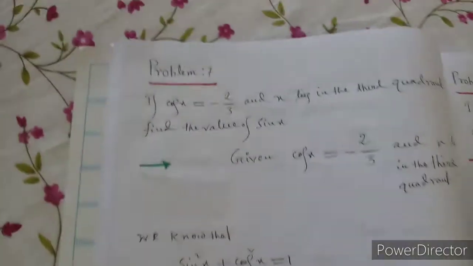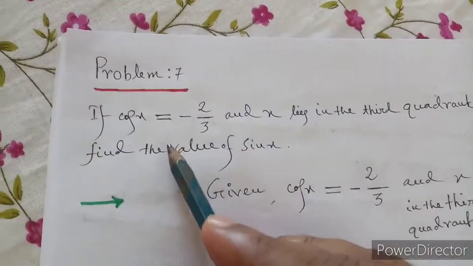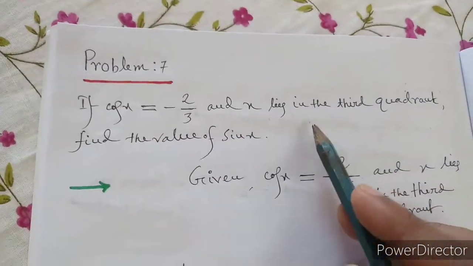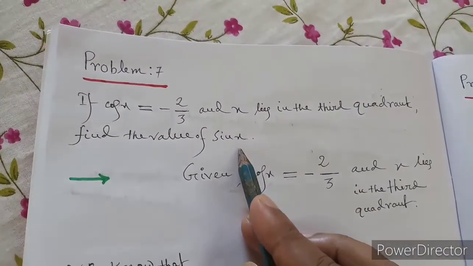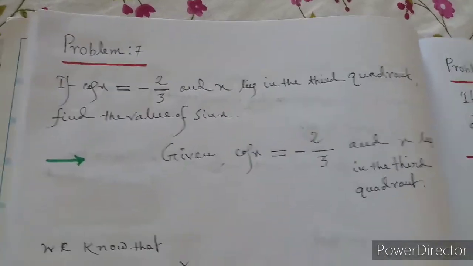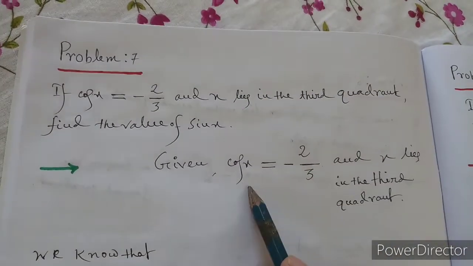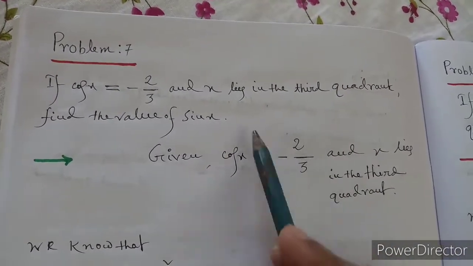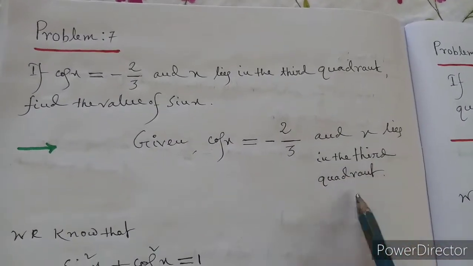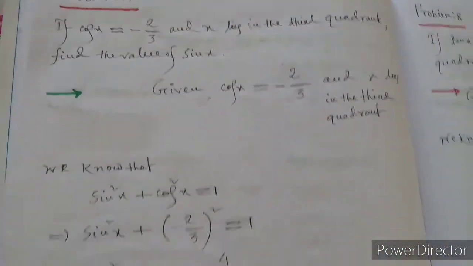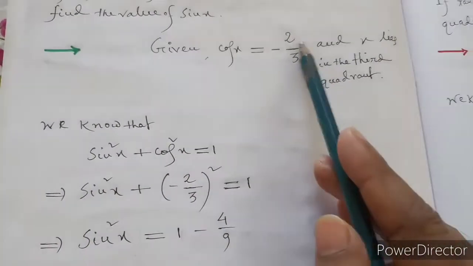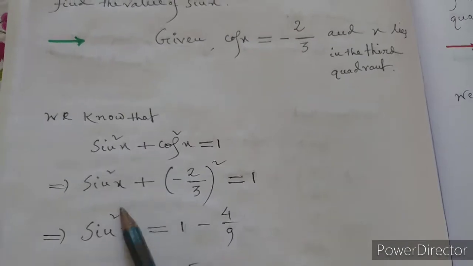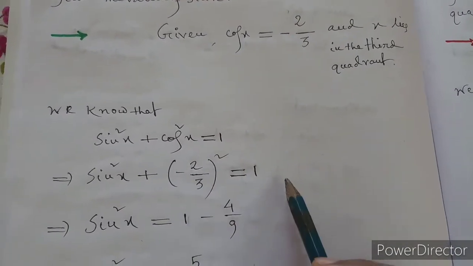So now the next problem, number 7. If cos x equal to minus 2 by 3 and x lies in the third quadrant, find the value of sin x. How to solve it? Given cos x equals minus 2 by 3 and x lies in the third quadrant. So now we know that sin square x plus cos square x equal to 1. Put the value of cos x here. That is sin square x plus minus 2 by 3 whole square equal to 1.